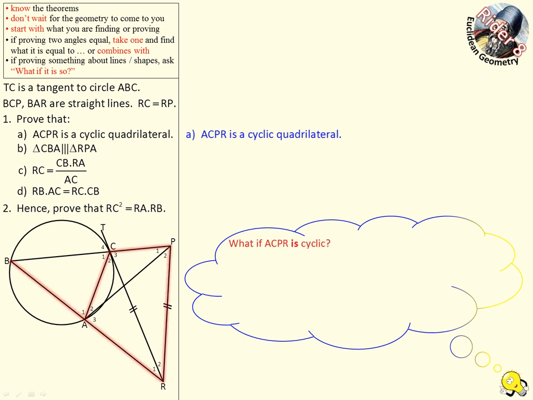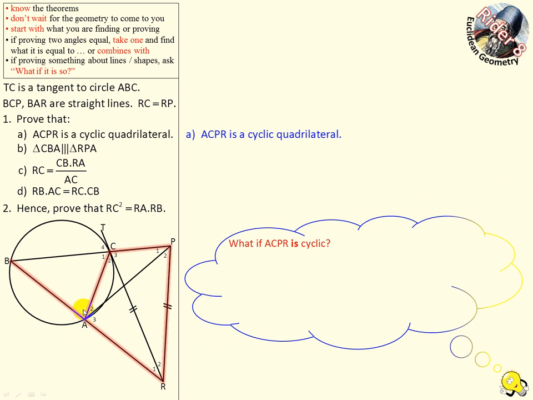So here we are. Here's our example for rider 8. We have a tangent to a circle and RP equals RC. First we'll prove that ACPR is a cyclic quadrilateral. So we are now thinking, what if ACPR is cyclic? And there I've drawn in the situation that I think is easiest for that. I'll explain why in a moment.